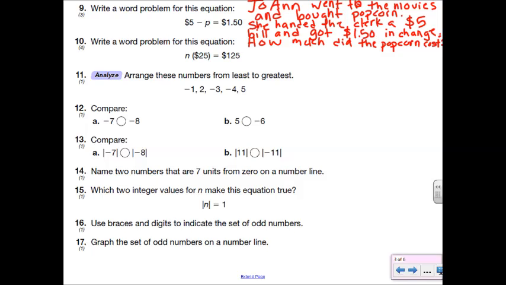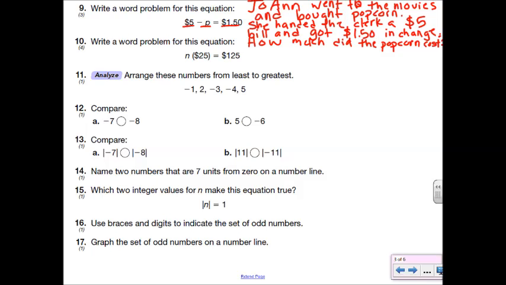So we can see this is a separating problem. You started with $5. She spent some on popcorn. This is what's left. And we could go back and find out that popcorn must have cost $3.50. You know, movies and popcorn are expensive.